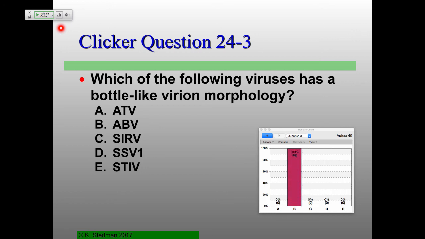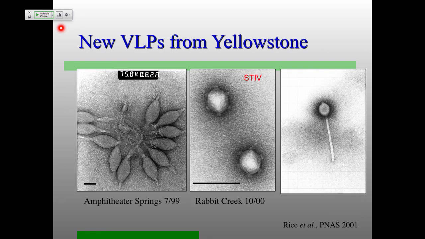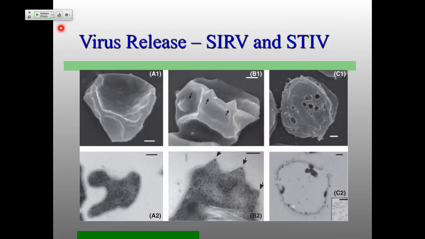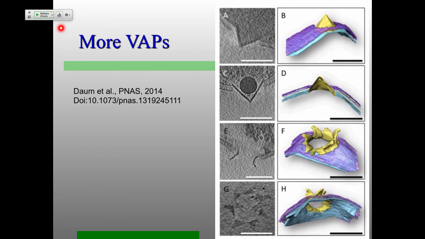Yay! Okay, we did get our 100% here. So, before everyone leaves and runs away, I did want to show you one more thing. And we've got a minute and a half left. So, STIV, totally cool, T equals 31 structure, conservation of structures, tells you something about antiquity of viruses. But it turns out that these viruses and the SIRV viruses come out of the cell through these really funky pyramid structures, also known as VAPs, or virus-associated pyramids.